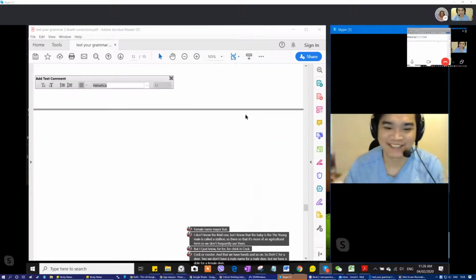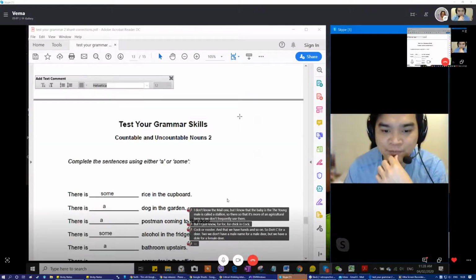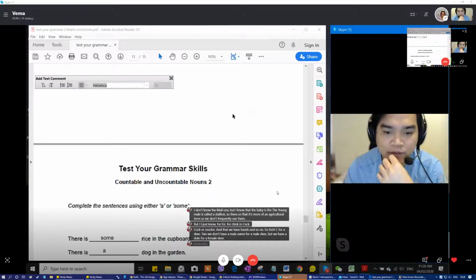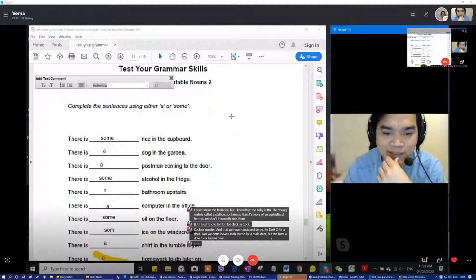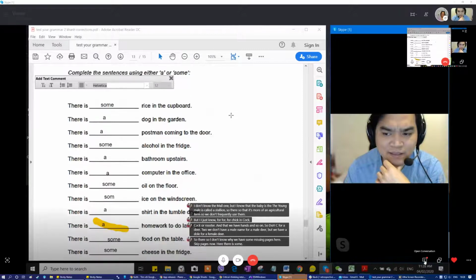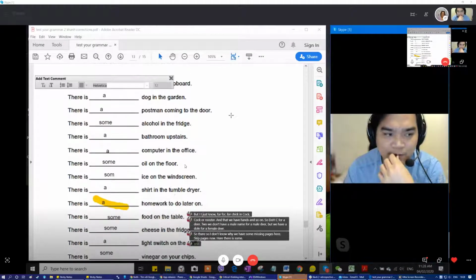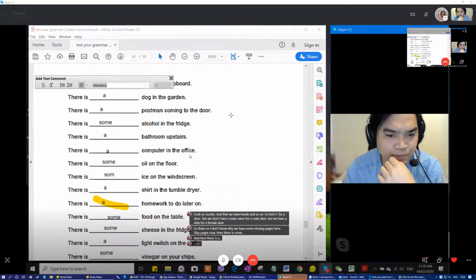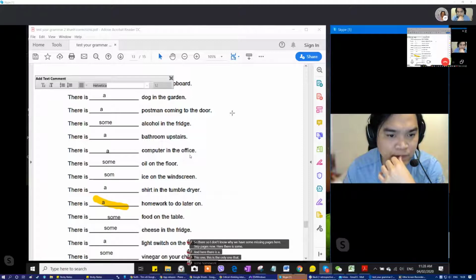So I don't know why we have some missing pages here, or skip pages. Now here, there is some, and here there is a this one. This is the only one that there is some homework to do later. Why? Homework is an uncountable noun. You can't count it.